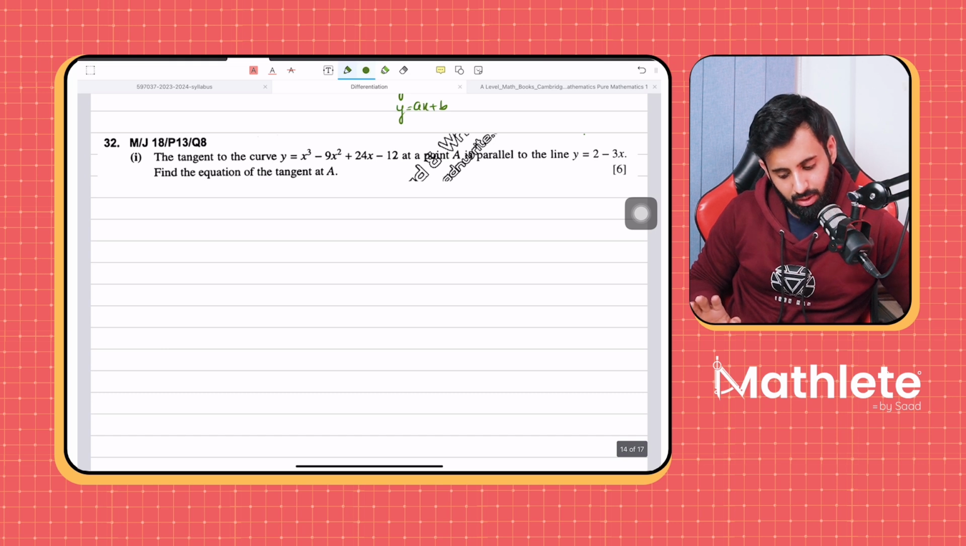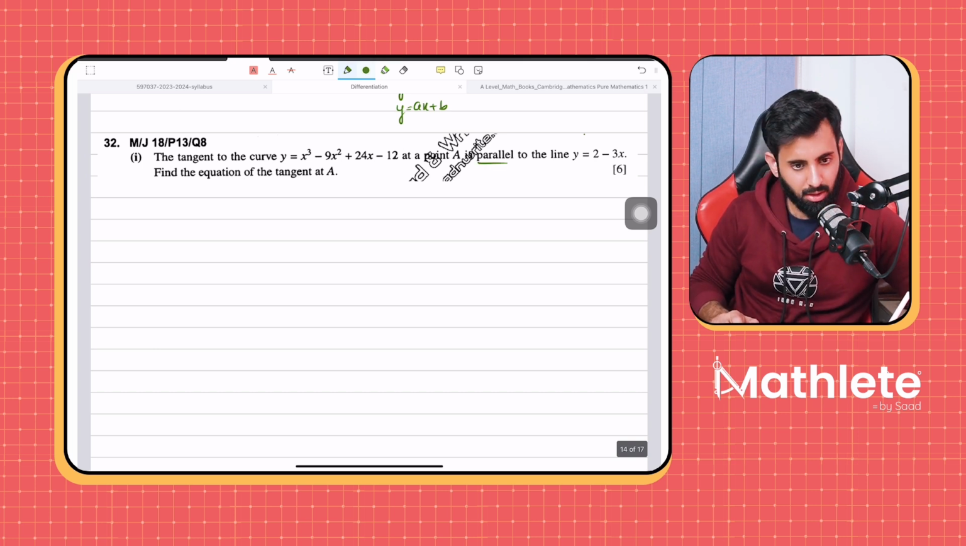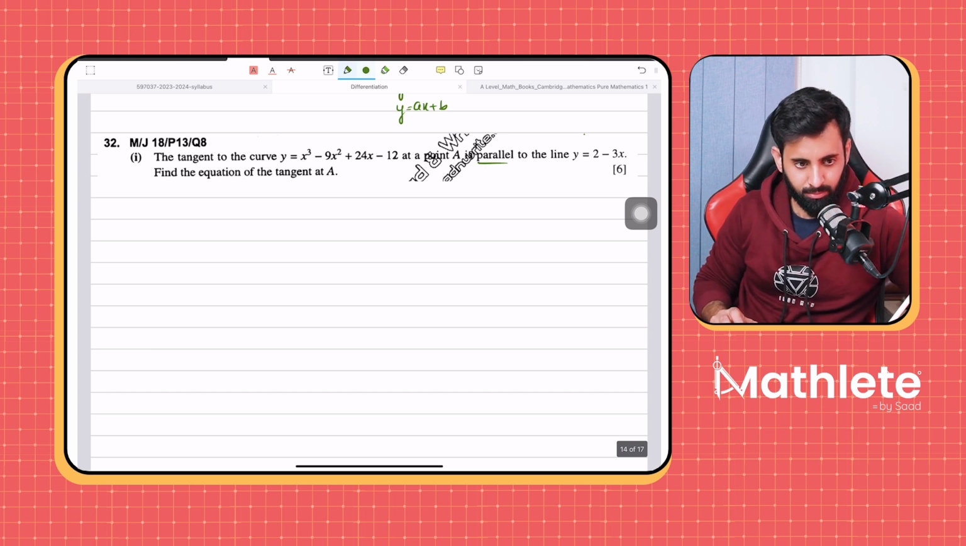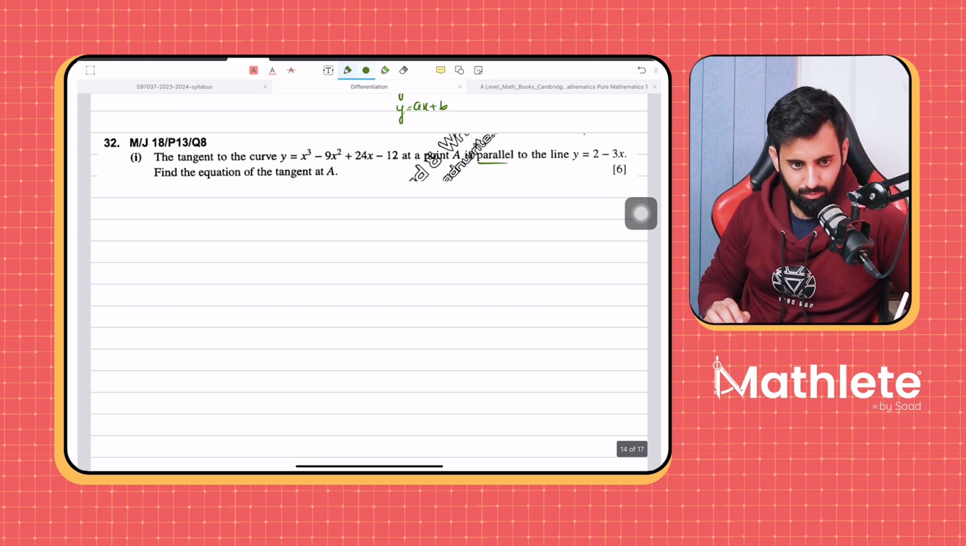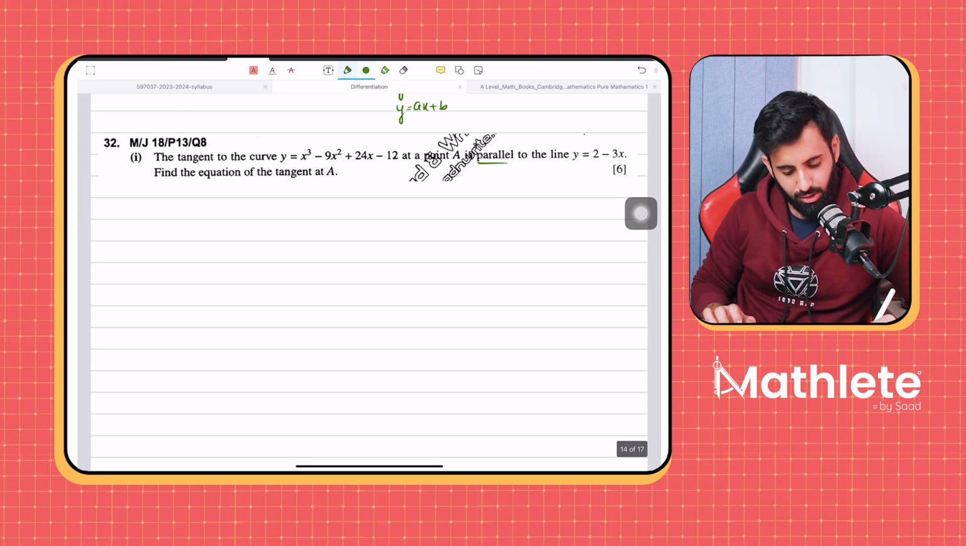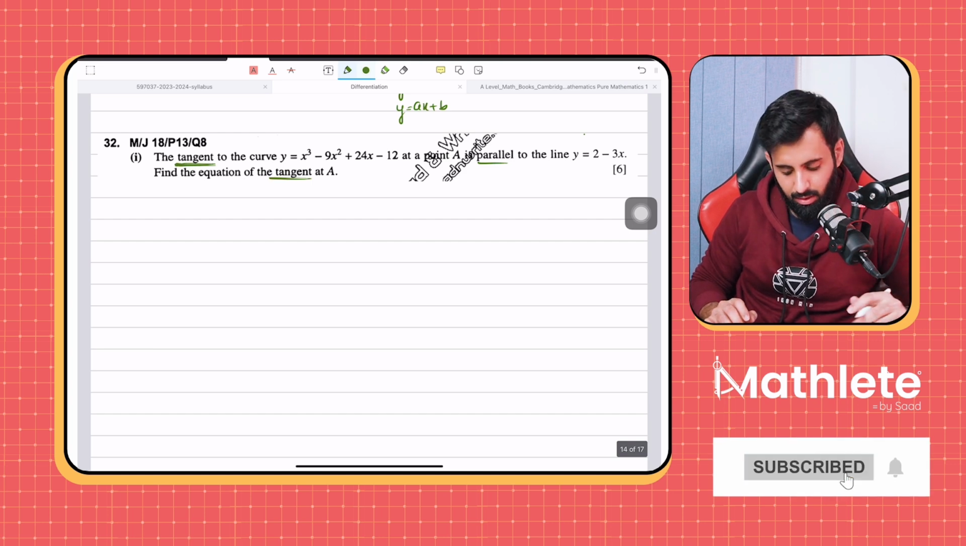Okay, so keywords in this question. What do you think are the keywords in this question? I'll give you guys a hint. There are two. Okay, parallel, very good. What's the other keyword? Tangent. That is correct. Okay, so the tangent here and the tangent here.